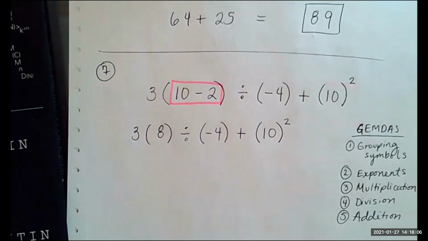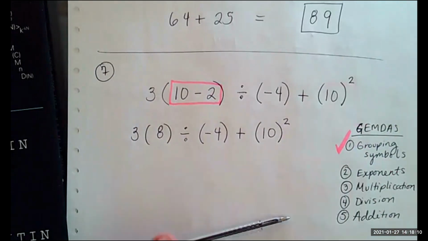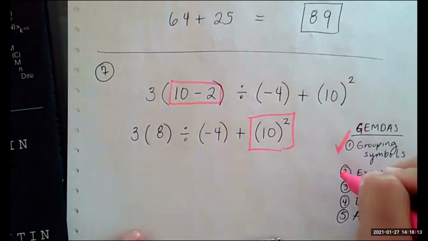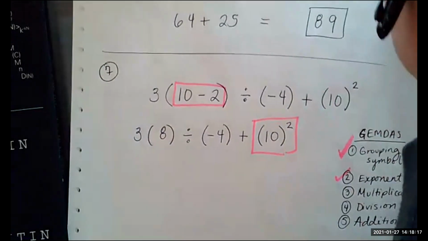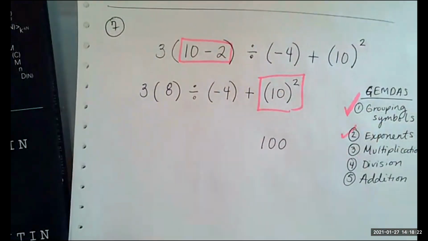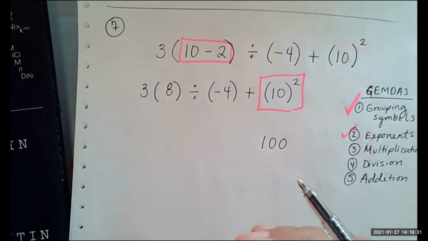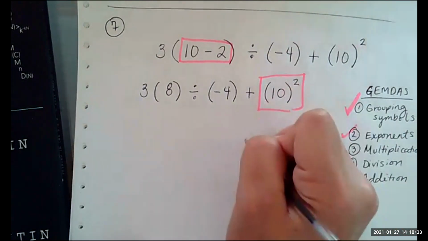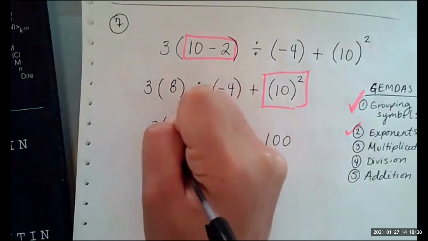Okay. So the only thing I've done here is the stuff in the grouping symbols to take care of that. Now I can take care of the exponents here, which 10 to the second power is 10 times 10, which is 100. So every time I do one of these steps, as a precaution, it might behoove you to go ahead and rewrite the expression step by step, right? So I'm just going to rewrite everything that I have here. 3 times 8 was in the front.